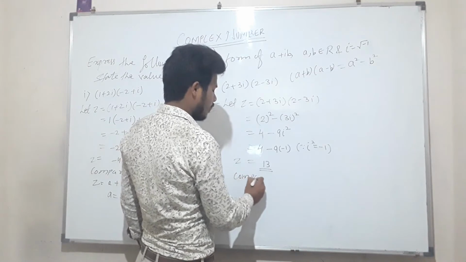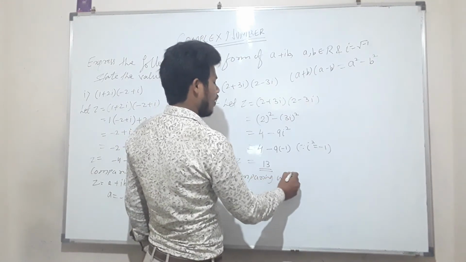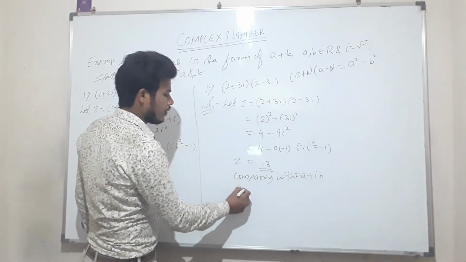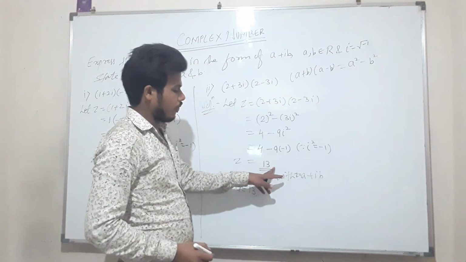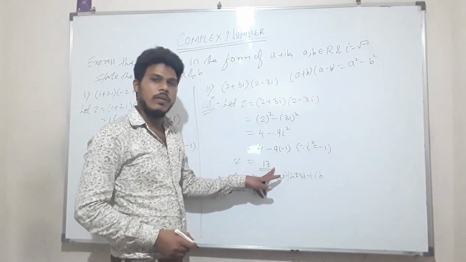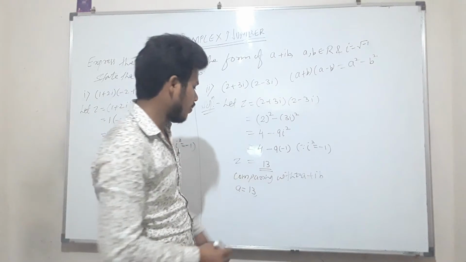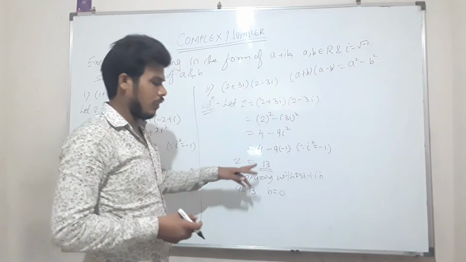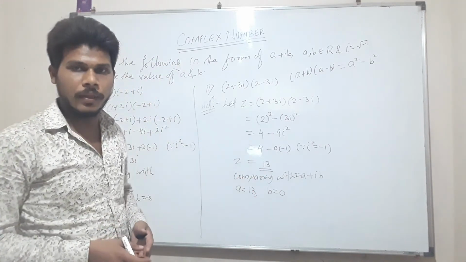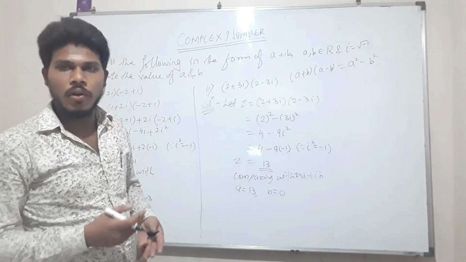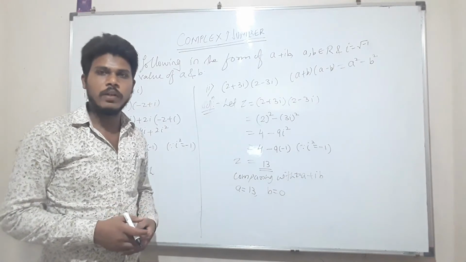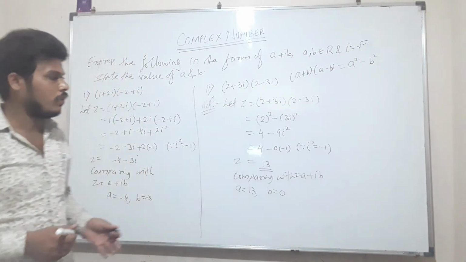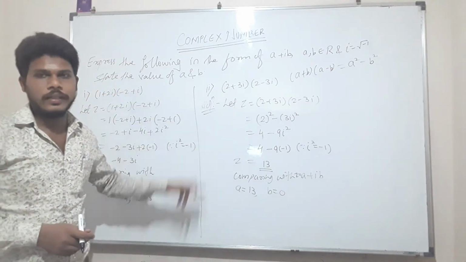Now comparing with z is equal to a plus ib. Therefore a is 13. If no imaginary part is there, the value of b will be 0, right? So b is equal to 0. If there is no imaginary part or no real part in the question, the value of that real part or imaginary part will be 0 if it is not present in the question. Okay? So we can solve this type of sums in this way.